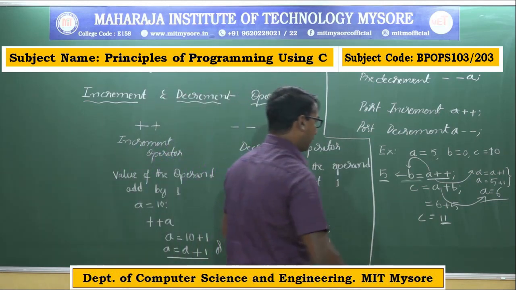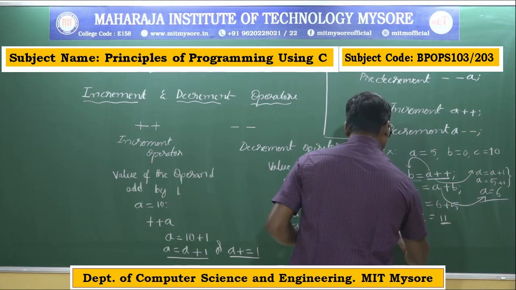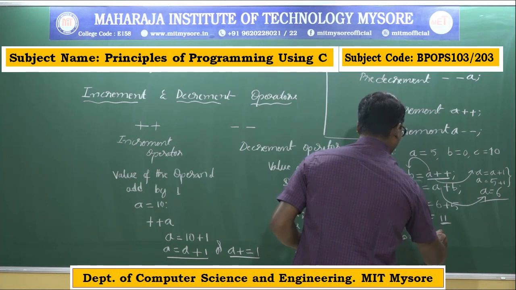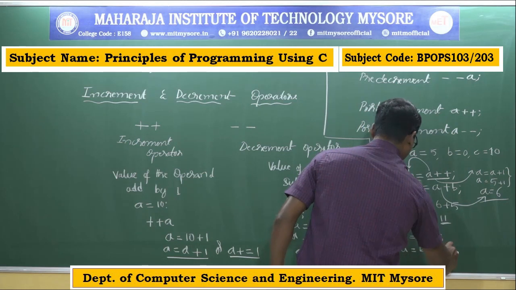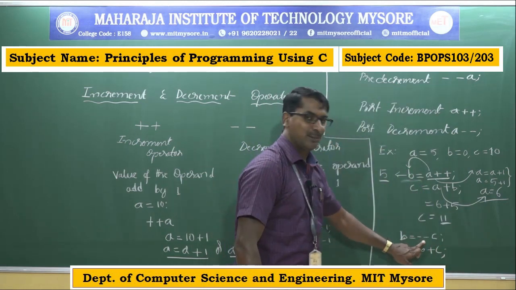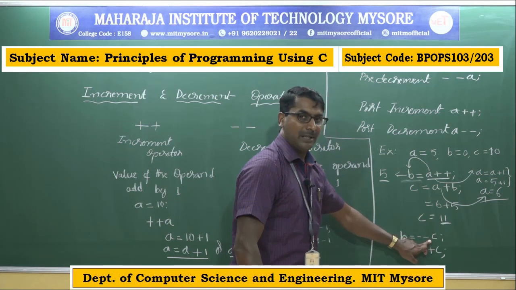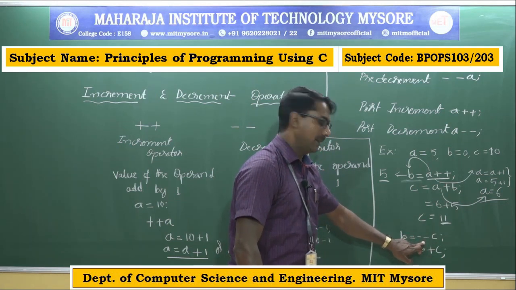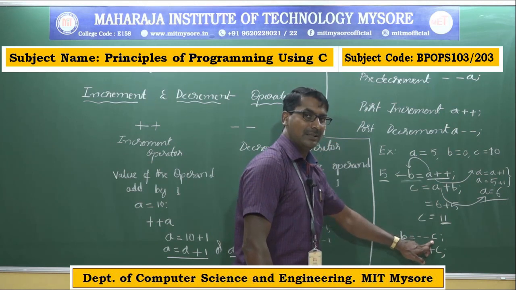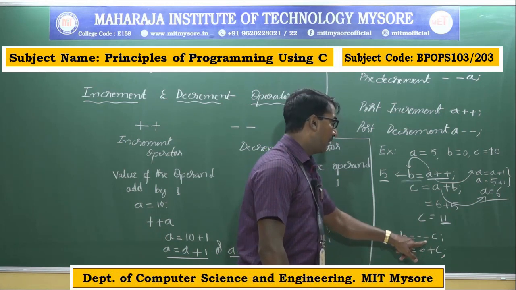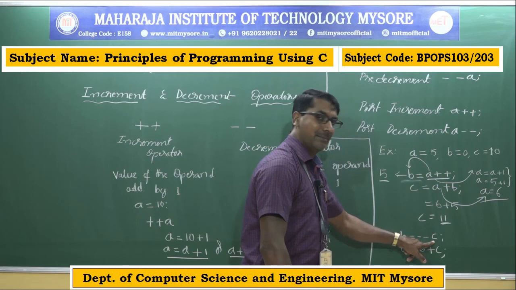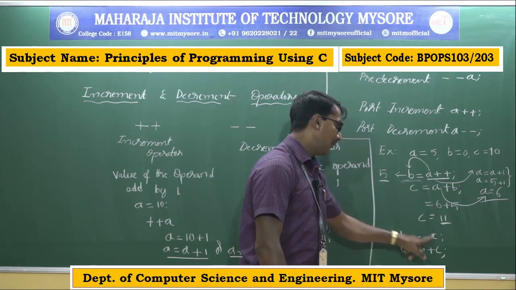Similarly, if you are using B is equal to minus minus C and A is equal to B plus C. Now B is equal to minus minus C. Minus minus means the decrement operator. Here the decrement operator is prefixed to the operand, so this is the pre-decrement operator. In this case the value of the operand C will be decremented by 1, means subtract 1, then the value will be assigned to B.